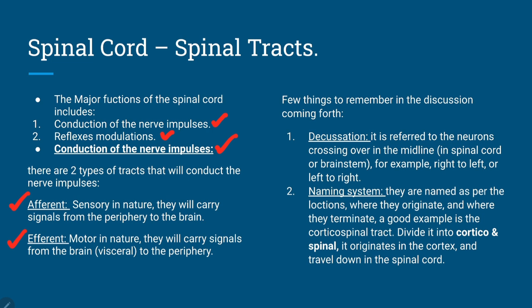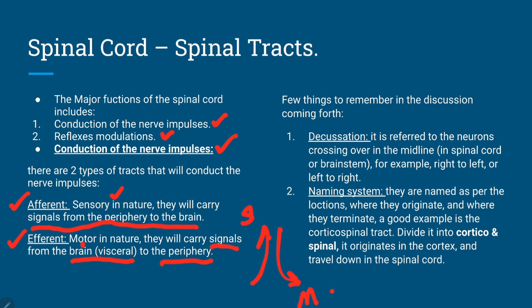You have heard the terms afferent and efferent in different lectures. Afferent, basically starting with A, these types of tracts are sensory in nature, and they will carry the signals from the periphery to the brain. The second one is the efferent, which is of course motor in nature, and they will carry the signals from the brain to the periphery. So one goes towards the central nervous system, the other comes out of the central nervous system. One is sensory in nature, the other one is motor in nature.